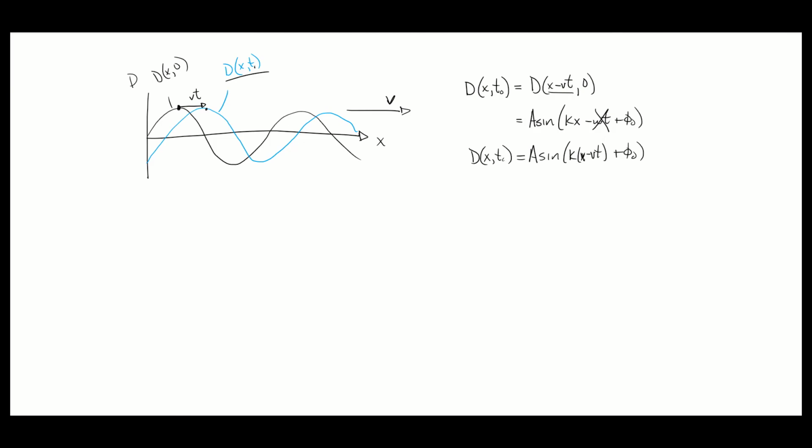The wave at some time t is the wave at t equals 0 just shifted to the right by how far it's moved. So expanding this out, we get sine of kx minus kvt plus phi naught. This is just a way of writing our wave function as a function of t. There's nothing special about t naught. Let's just call it t in general.